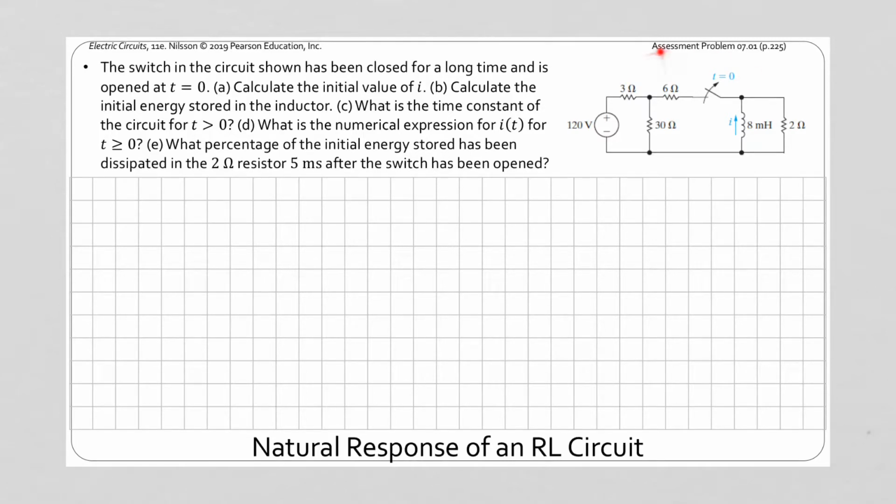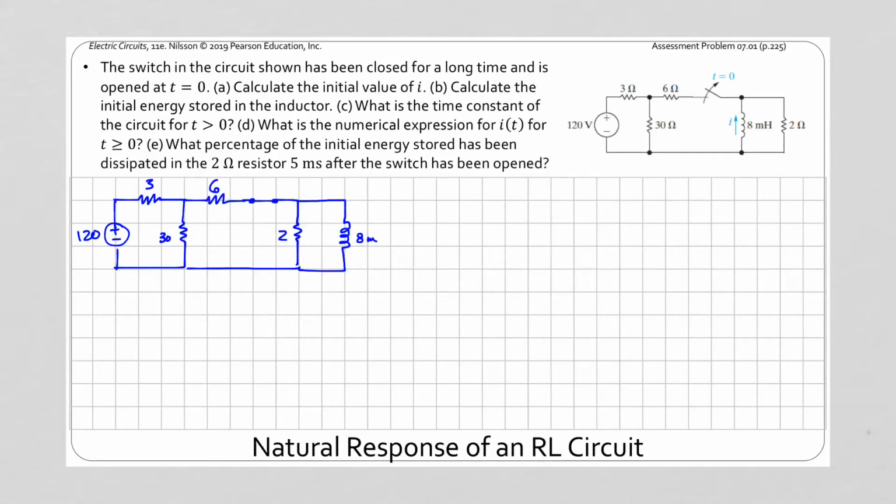Here we have an RL circuit with sources and resistors and a single inductor. Our first step is to find the initial current through the inductor. We're told that the switch has been closed for a long time, so we want to draw that circuit the way that it is before the change is made to the circuit.